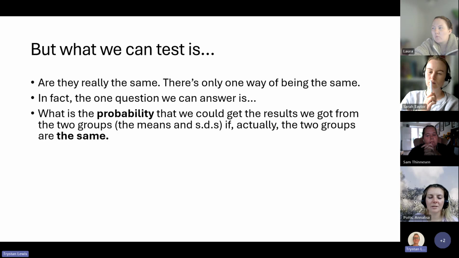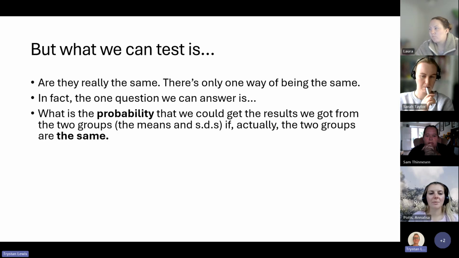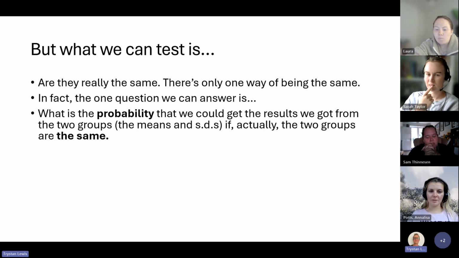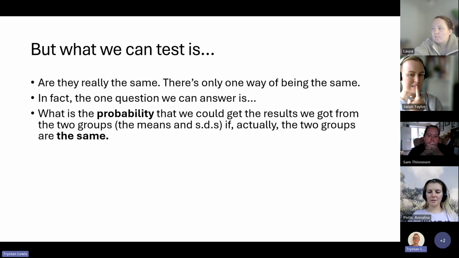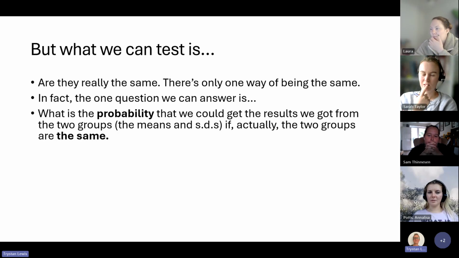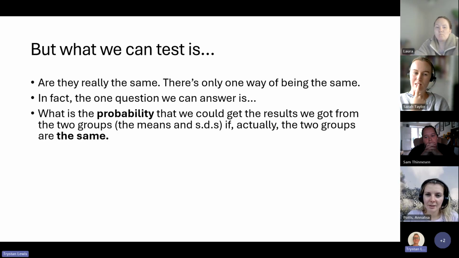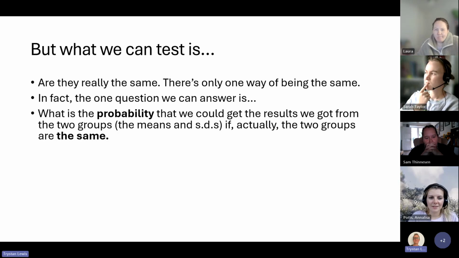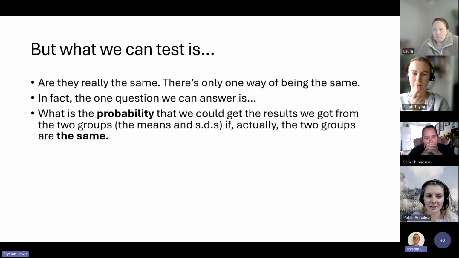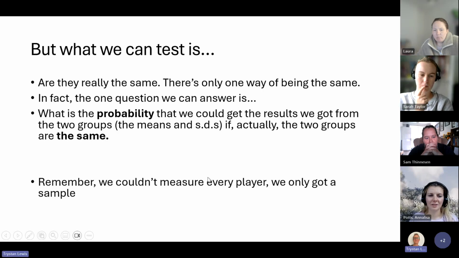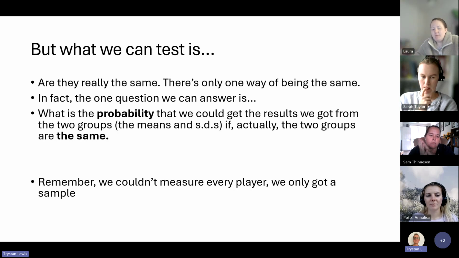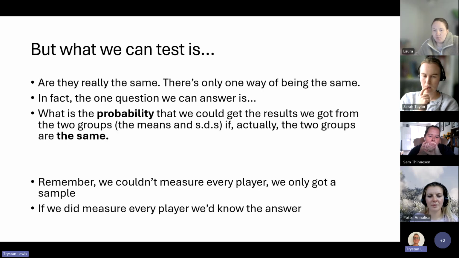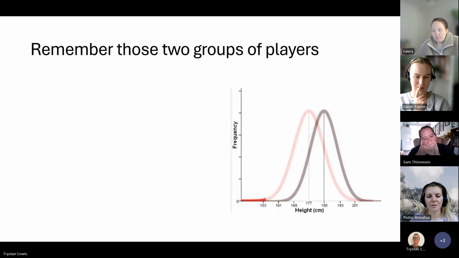Right, I'm going to go into that question now because it's a funny question. What's the probability that I could have got those two different means, like those two football players and the basketball players, two different means, but if actually football players and basketballs are the same height? I'll show you what I mean in a second. Remember, we didn't measure every player, did we? We only measured a sample, and that's all we can ever do of anything. If we'd measured every player, we'd know, but we can't.